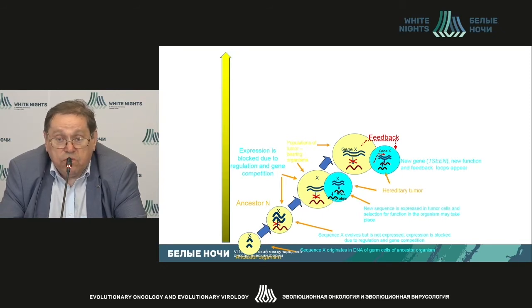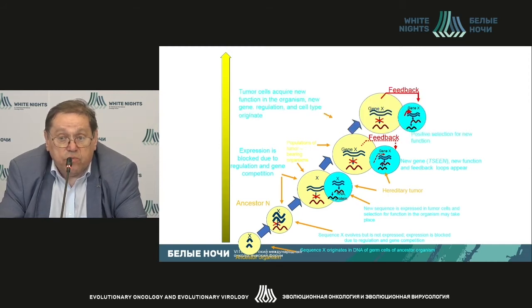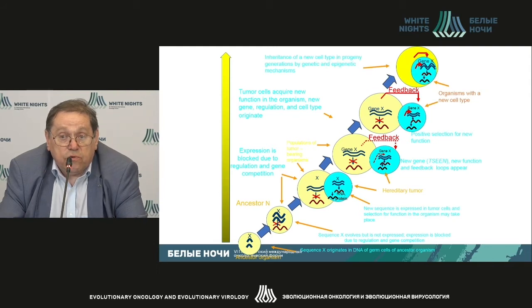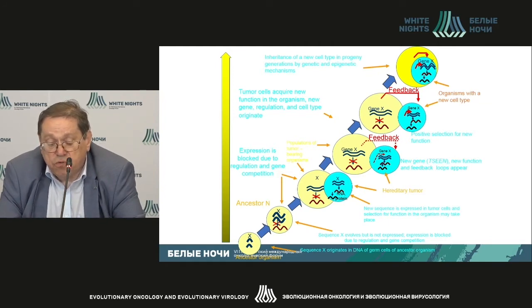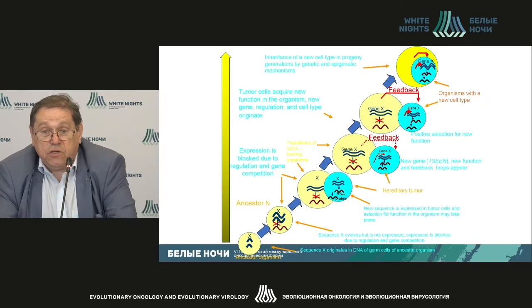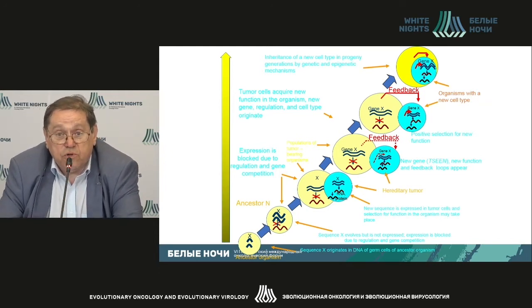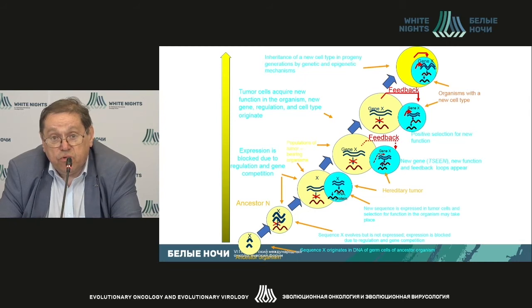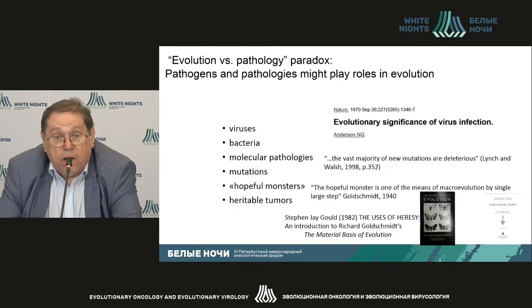And we know that in protein molecules there are a great number of weak functions. Reverse connections emerge and are reinforced, and this can lead to the emergence of a new type of cells where these novel genes can be expressed. And this is inherited by genetic and epigenetic mechanisms. About these mechanisms, Mr. Yankovsky and Mr. Matiev will be talking: genetic and epigenetic mechanisms.